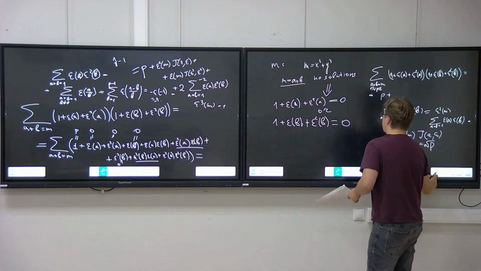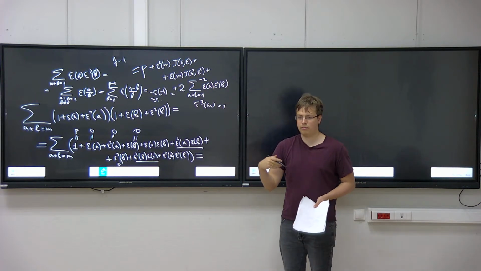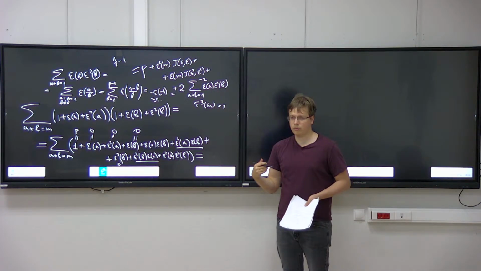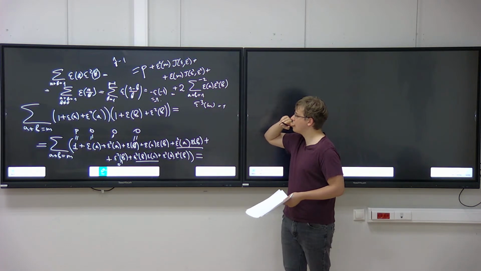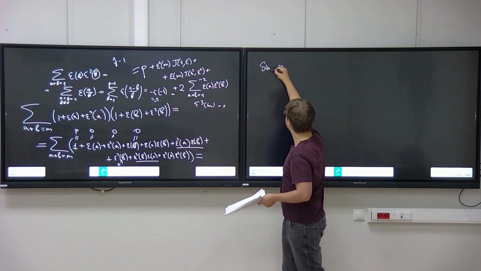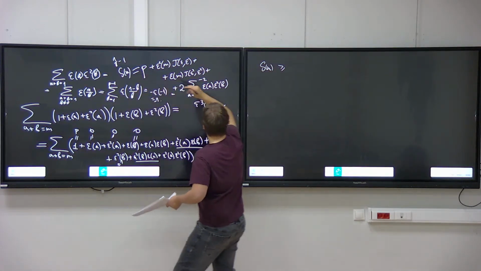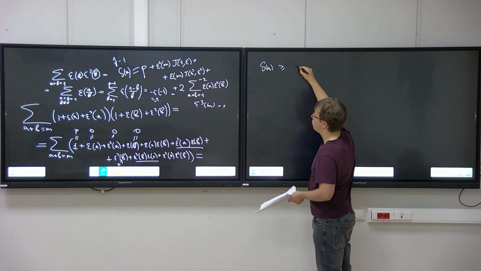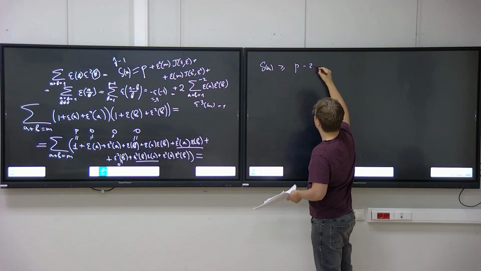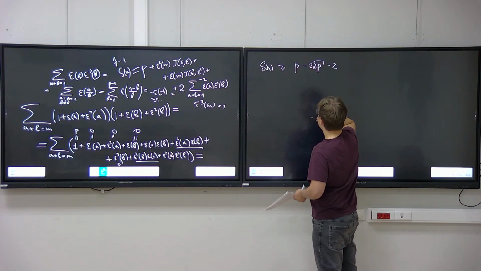So our sum is like that, and how can we give a lower bound for such a sum? Our sum S of m, let it be, is at least p minus 2 square roots of p minus 2.